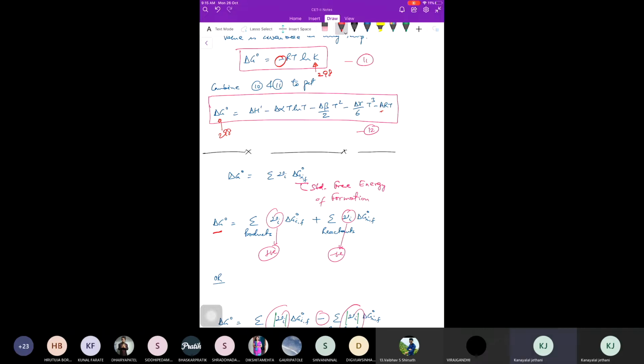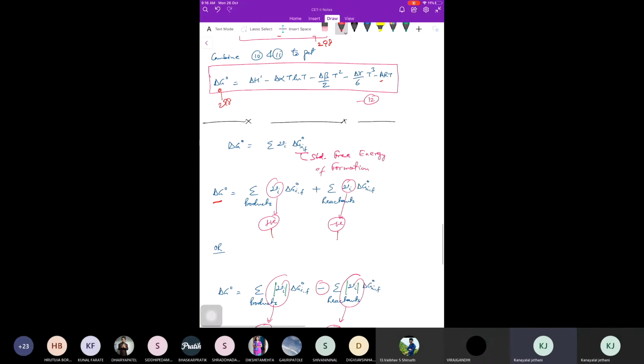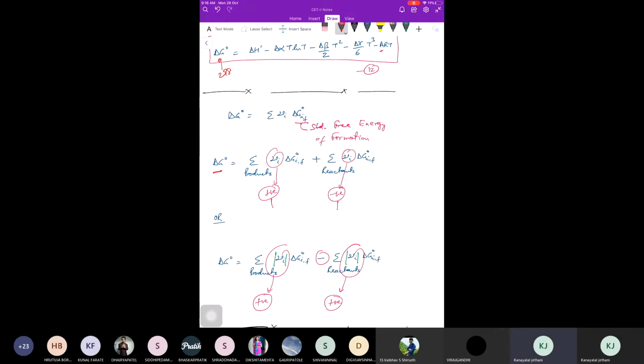Summation of nu i into delta G of formation of products plus summation of nu i into delta G of formation of reactants. Because this is positive for products and this is negative, it will become like this: delta G0 is equal to summation over products of absolute value of nu i into delta G of formation of products minus summation of absolute value of nu i into delta G of formation of reactants. Both equations are correct. We can use this or this, it doesn't matter, because here it is negative, here it is positive, it is the absolute value.